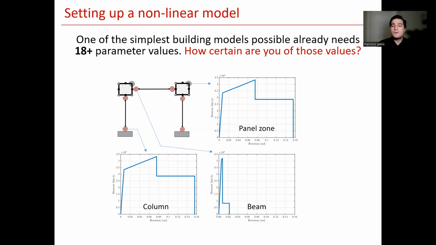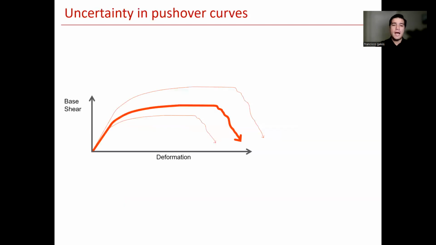So how are you certain that the values you assign to each of those parameters really reflect the real building that will be constructed, or that is constructed, in the case you're trying to estimate the response of an existing building, right? It is really a lot of uncertainty there, and the more parameters, the higher the uncertainty, because you have less and less information to calibrate those parameters properly. So it's really important to acknowledge that uncertainty and what that means in terms of the pushover, right?